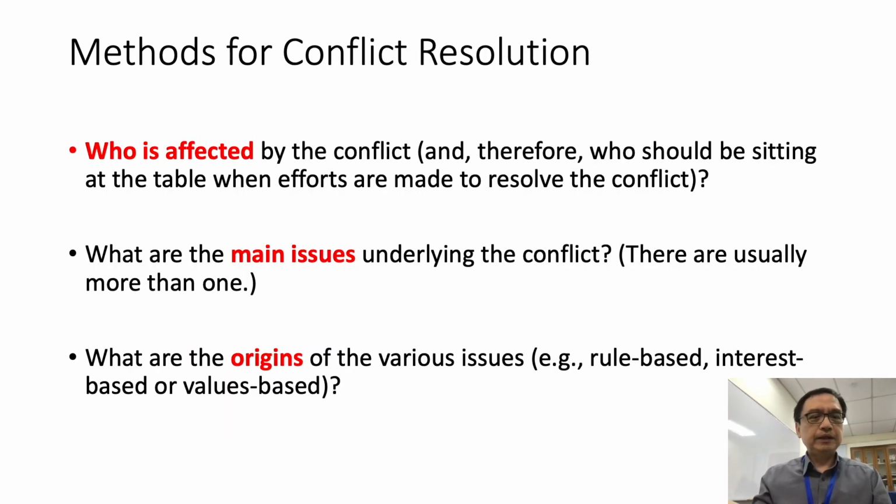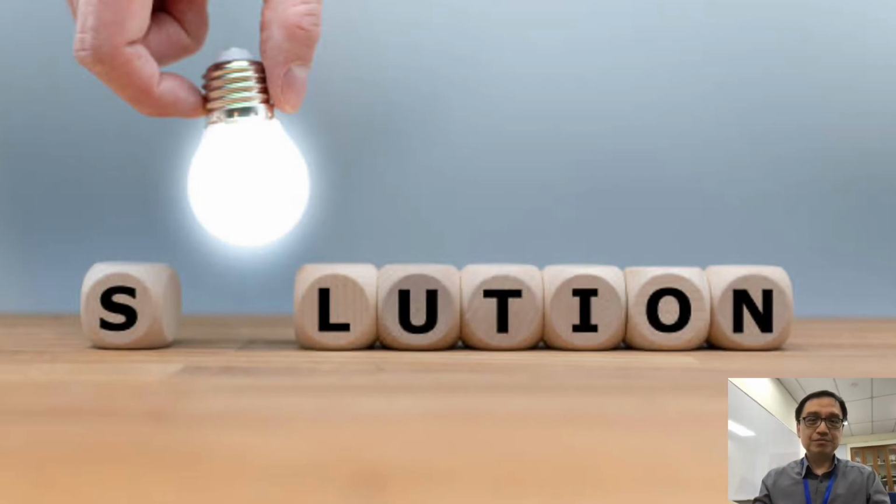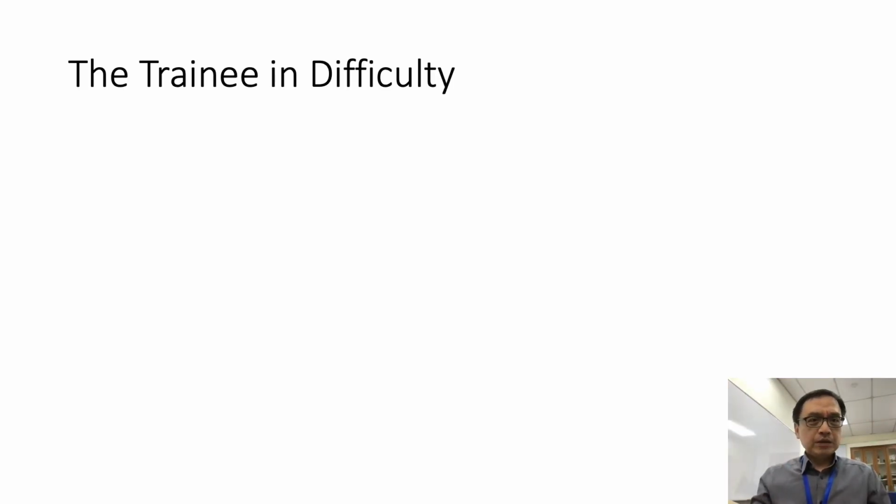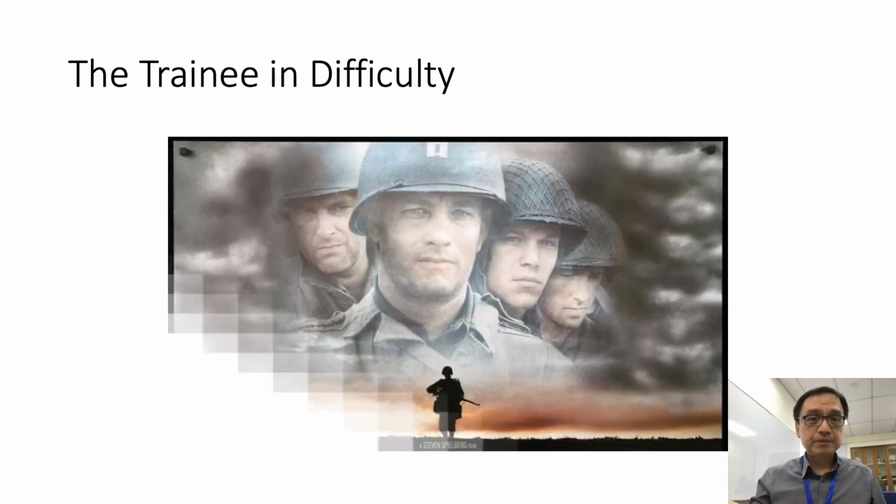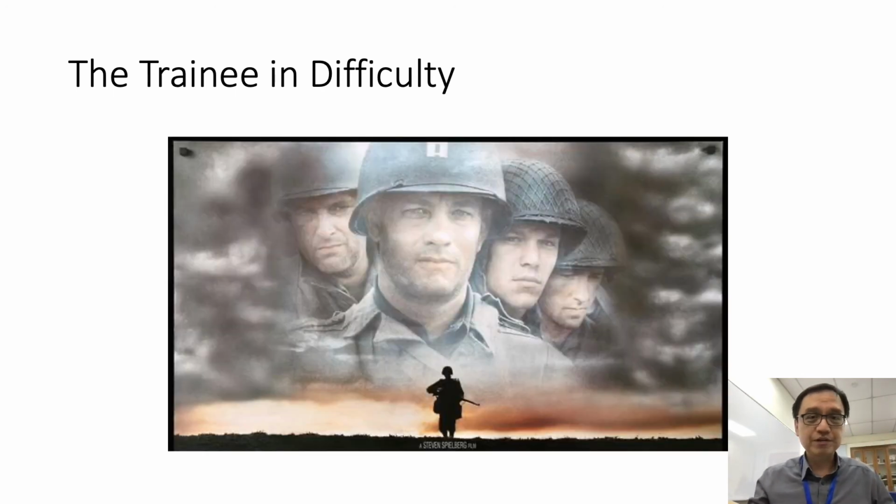And then for conflict resolution, we must identify the parties who are involved, identify the main issue, find the origin of the problem, and find the solution. And remember, a collaborative style of conflict resolution, so you get the solution. Then on the topic of identifying trainees in difficulty, well, this is the problem that we face every day. It's like Saving Private Ryan.